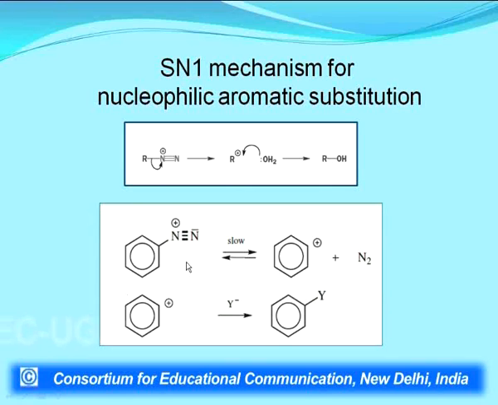Aromatic diazonium salts, as I said, are resonance stabilized. Their cleavage is not very fast. This is the rate determining step, a slow step, but ultimately if the nitrogen is lost, we will get a situation in which a carbon of the benzene ring will have a positive charge.